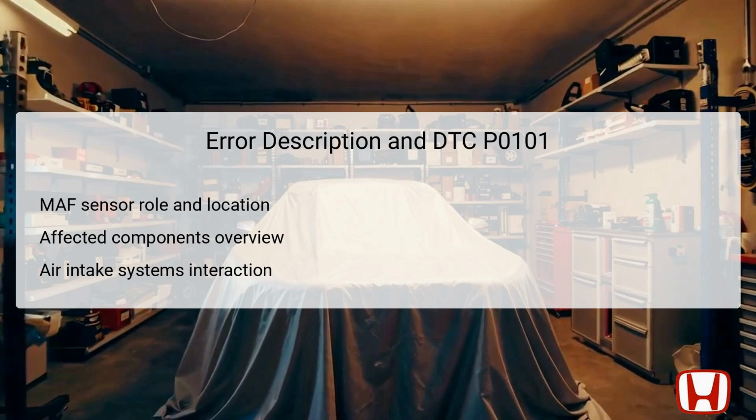An overview of other affected components includes the PCV hose, intake air duct, air cleaner, purge control solenoid PCS line, brake booster, and the brake booster hose, all of which are integral to the vehicle's air intake system. Any issues with these components can contribute to MAF sensor performance problems. Understanding their precise locations and functions is crucial for diagnosing the DTC accurately.